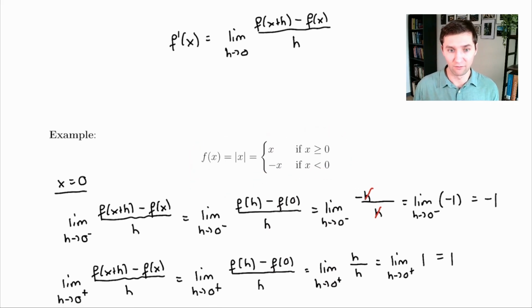Is there a way for us to see that the derivative of this function does not exist at x equal to 0 by looking at the graph?